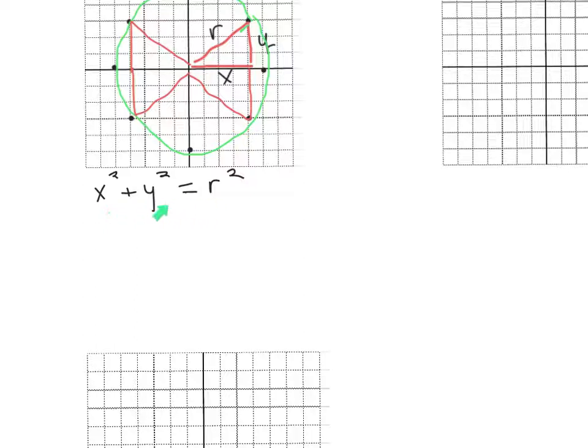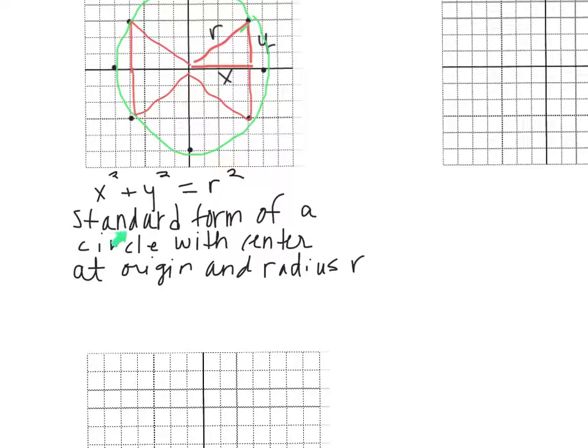This same formula for the Pythagorean theorem would work for this triangle, this one, and this one. Even with negative values in there, when you square them, you will get positives every time. So this is the most basic form for the equation of a circle. It's called the standard form of a circle with center at the origin and radius r.